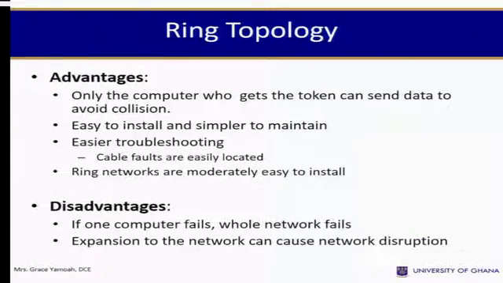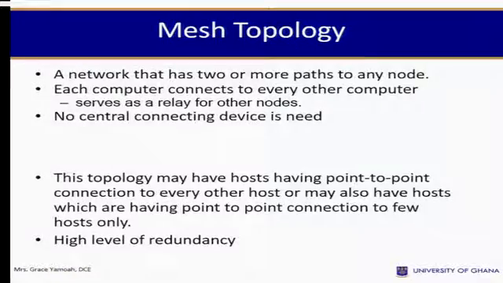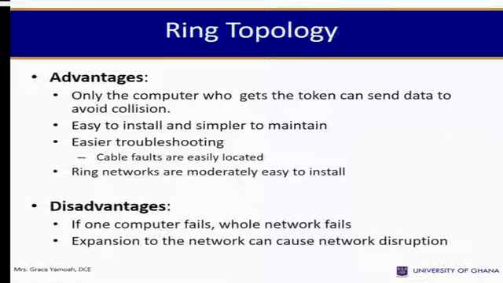The advantages of ring topology: only the computer who gets the token can send data, which avoids collision. Easy to install and simpler to maintain. Easier troubleshooting. Cable faults are easily located. Ring networks are moderately easy to install.